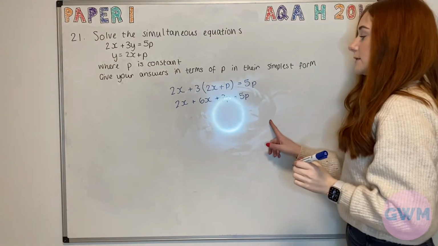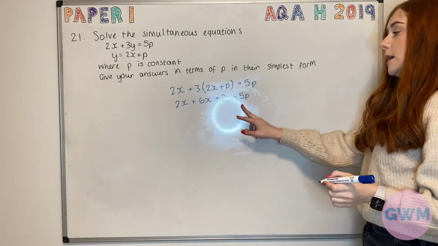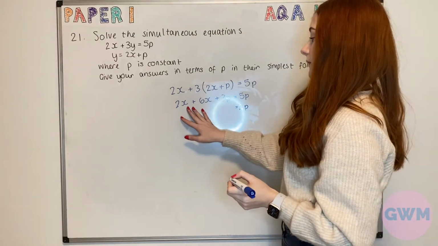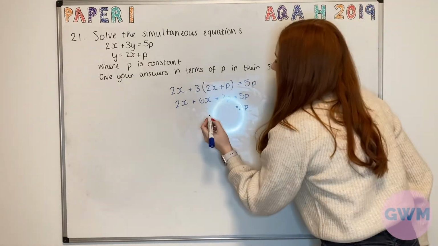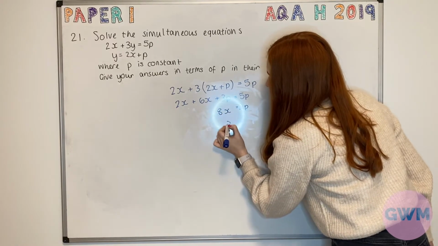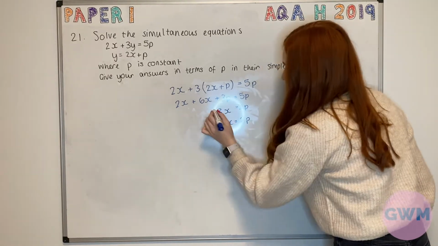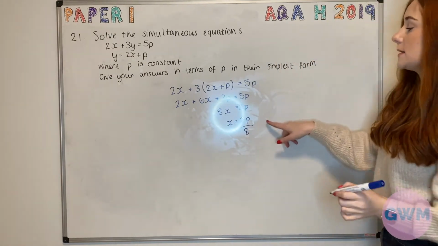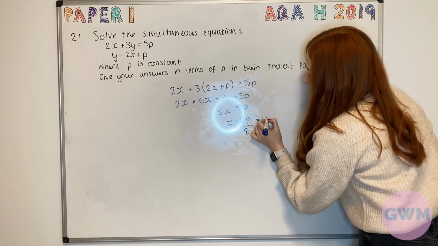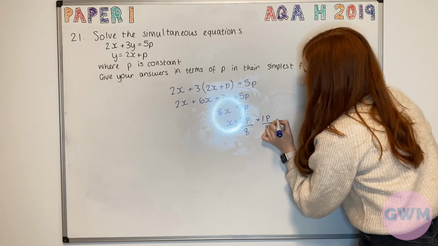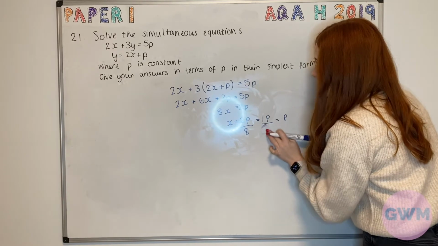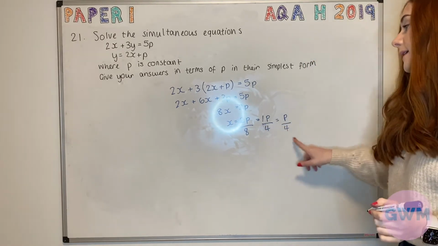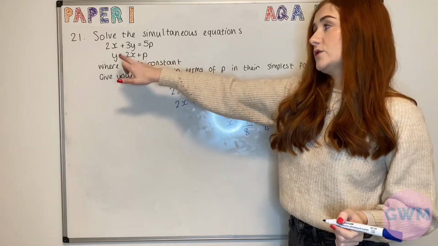Right, now let's cancel terms, so we can move the 3p across, we subtract that from the 5p and we get 2p. Then on this side we've got 2x and 6x, so that gives us 8x. So if we move that across, we divide by that 8, we get that. But remember, simplest form, that's not its simplest form. We can divide that again by 2, which gives us 1p over 4, which equals p over 4. So that's x.